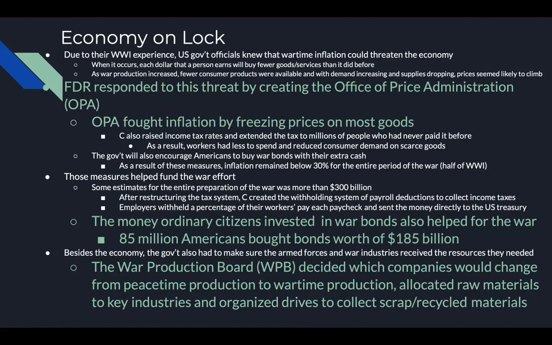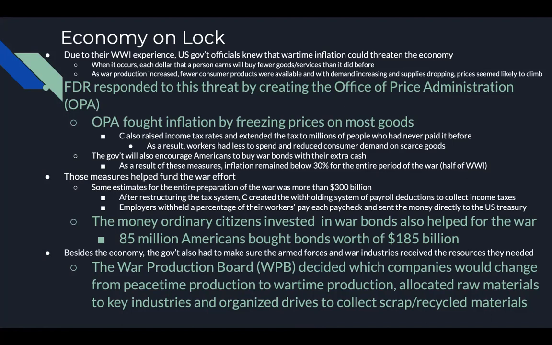Congress will also raise income tax rates and extended that tax to millions of people who had never paid it before. As a result, workers had less money to spend and it will reduce consumer demand on scarce goods, keeping inflation low. The government will also encourage Americans to buy war bonds with their extra cash. As a result of these measures, inflation remained below 30% the entire period of the war. Half of that number was all of World War One. So a little over 50% inflation. Can you believe that? Almost double. Can't imagine that.